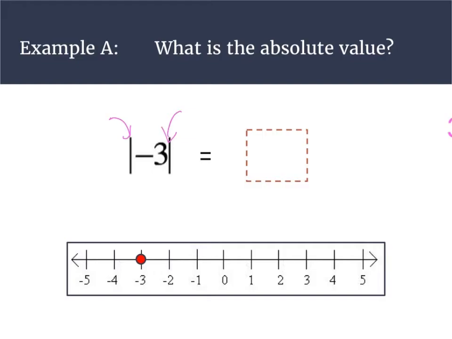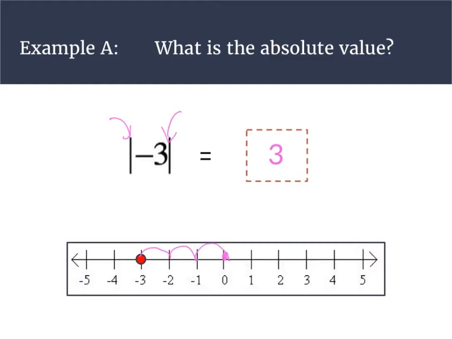We want to know how far negative 3 is from 0 on our number line. I've got a number line down there with a dot on negative 3, so we're going to figure out how far it is from 0. I've got 1, 2, 3 spaces until 0 on my number line. So my absolute value for negative 3 is 3. It is 3 spaces from 0. And again, distance cannot be negative, so the absolute value of negative 3 is positive 3.